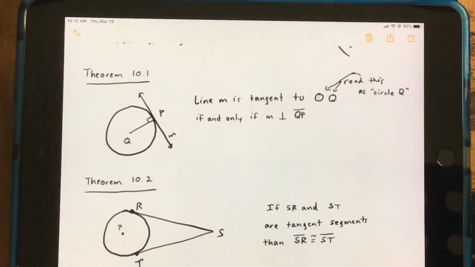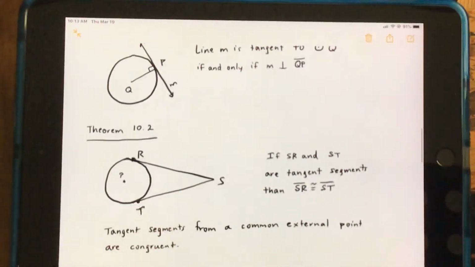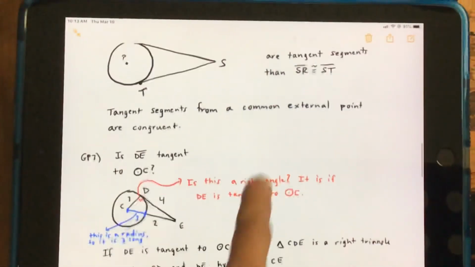So a tangent line will always be perpendicular to the radius whose endpoint is on that tangent. Theorem 10.2 gives the relationship between tangent line segments that form a common point external to the circle. So in this case, if SR and ST are tangent segments, then line segment SR is congruent to line segment ST. We'll be using that relationship to solve some problems in the next few guided practice problems.